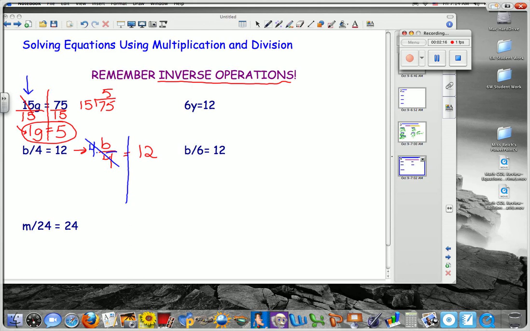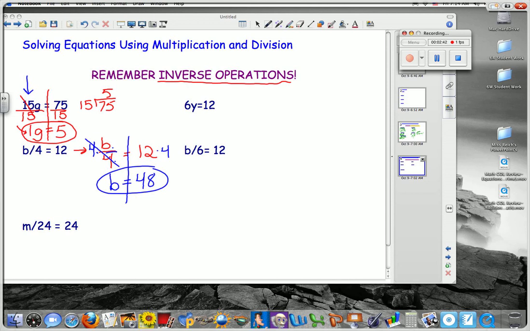We're left with essentially 1b, but I'm just going to write b equals. Now, we multiplied by 4 here. We've got to multiply by 4 here. 12 times 4 is 48. And check your work. Is 48 divided by 4 12? Well, it is if you know your math.